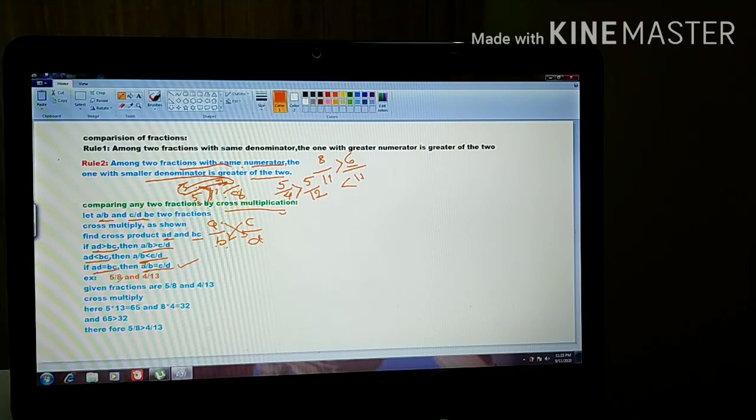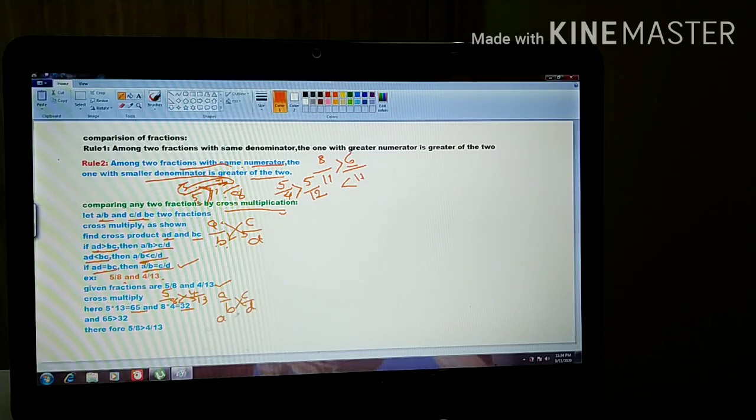See one example here: 5 by 8 and 4 by 13. Given fractions are 5 by 8 and 4 by 13. We have to cross multiply them. 5 times 13 is 65, and 8 times 4 is 32. Now see, this one is related to a by b and c by d.